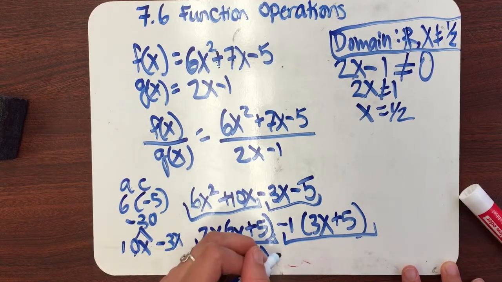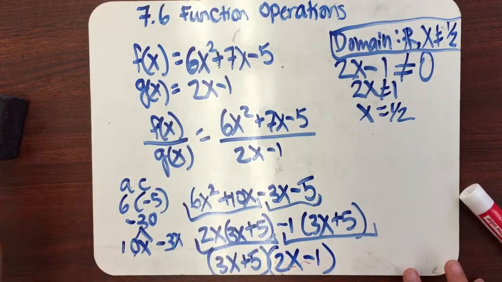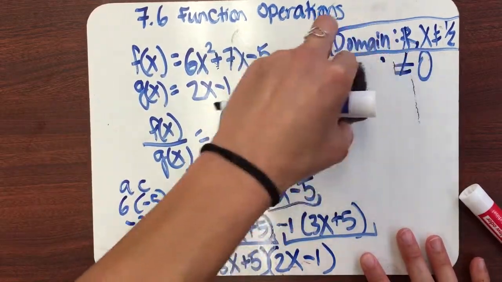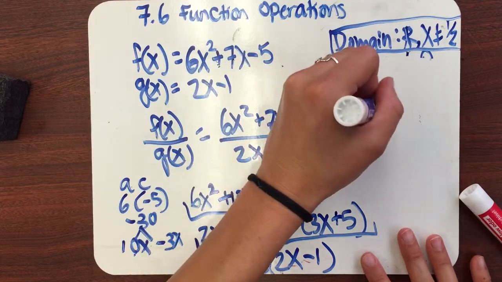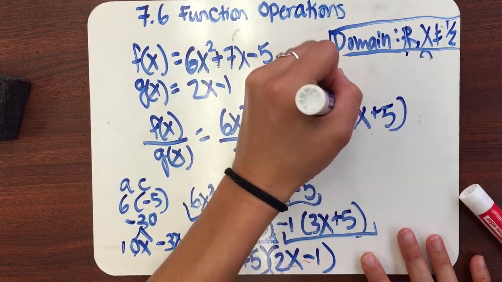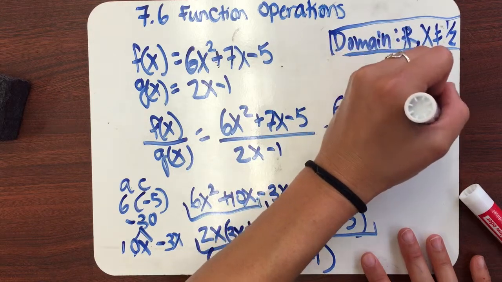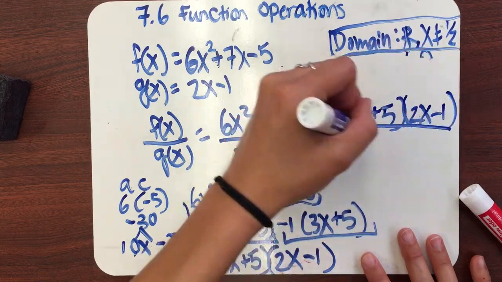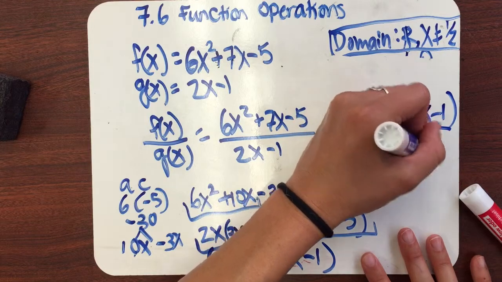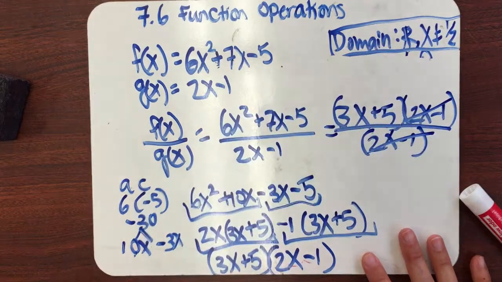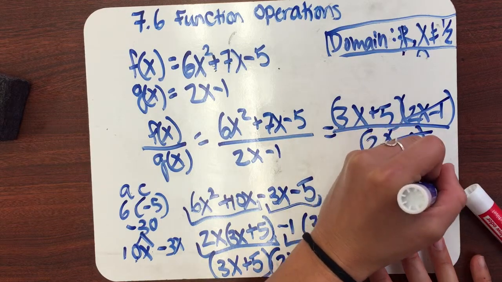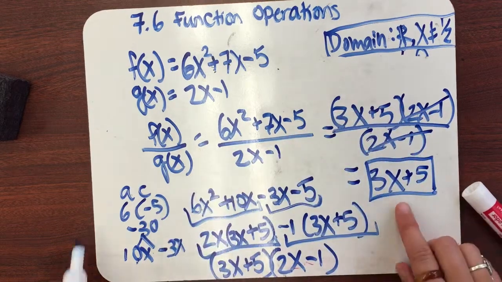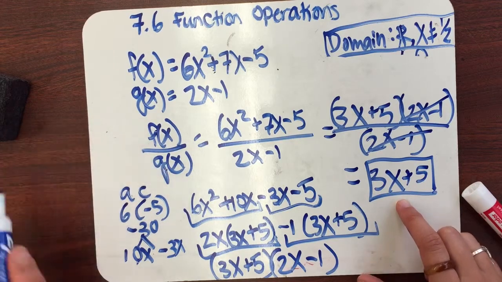And I'm left with a 2x minus 1 here. And that's how I factor it up top. So the numerator is therefore 3x plus 5 times 2x minus 1. And in the denominator, I have a 2x minus 1. I'll cancel those, and therefore I'll be left with a 3x plus 5. And that is f of x divided by g of x.